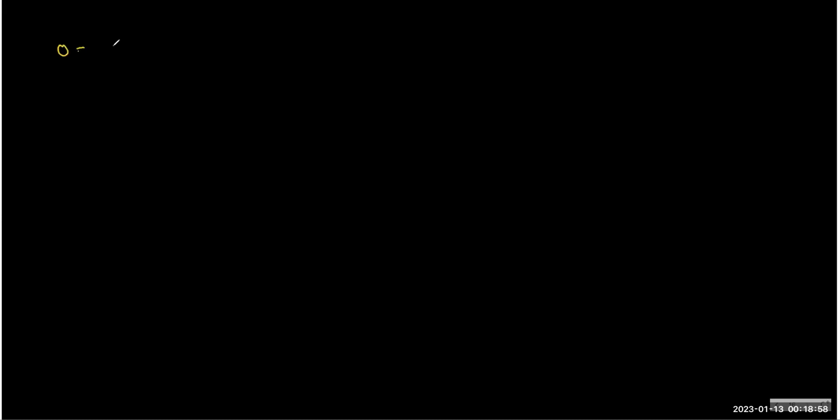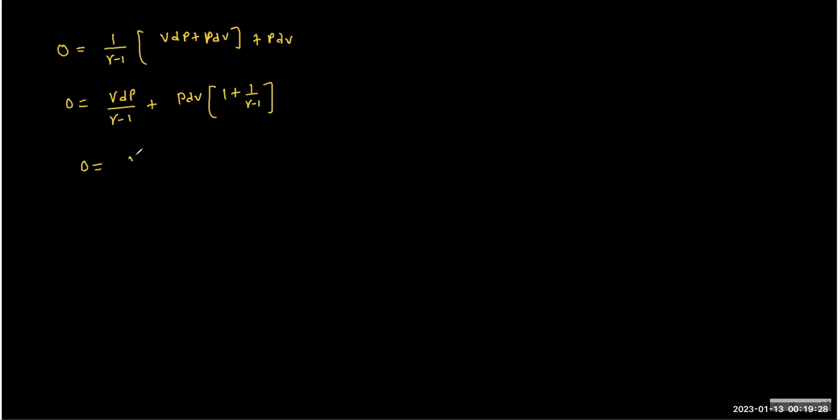So PV into dP by P, this is VdP, plus PdV, right? And I think we can rearrange the PdV term. So it is VdP upon gamma minus 1 plus PdV, take common. What we are getting? 1 plus 1 by gamma minus 1, something like this. So what you are going to get here is VdP plus PdV times gamma upon gamma minus 1, right? So now finally we got the answer.